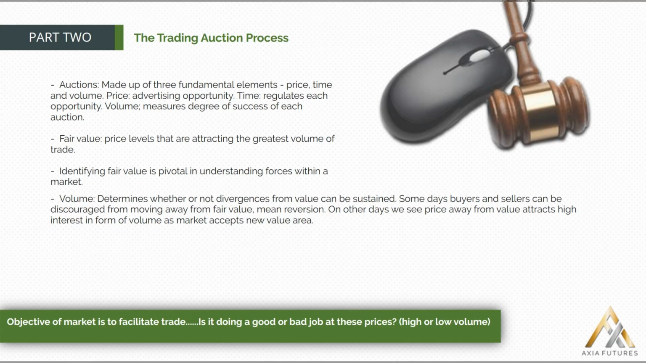In terms of time, it measures and regulates each of these opportunities. The more time it takes, the more participants have to engage at various opportunities. Less time at a specific price represents a very advantageous opportunity, whereas a longer time at a price represents a less advantageous one. In terms of volume, higher volume tends to tell us there's a lot of success of the auction, whereas lower volume tends to tell us there's less participation or less involvement at those prices.